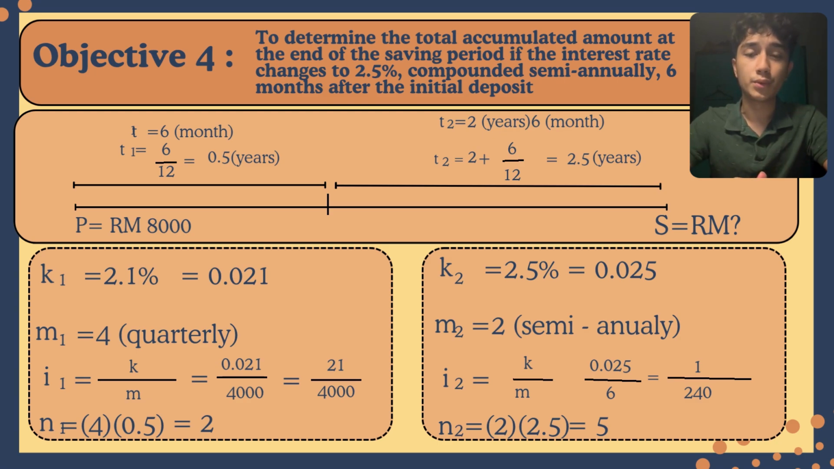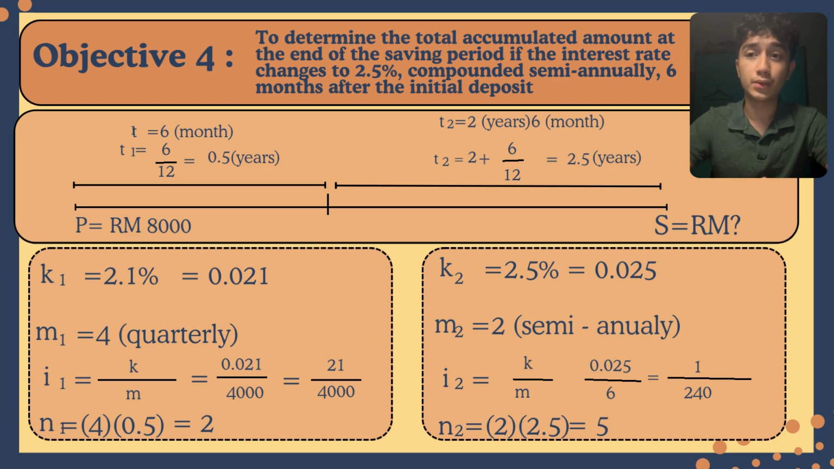For P new, we will be using the formula P new equals S1 plus P2, that is the amount added. So let's insert it. P new equals 8,169.33 cents plus 2,500. So we get the answer. P new will be RM 10,669.33 cents. So let's insert the next formula.